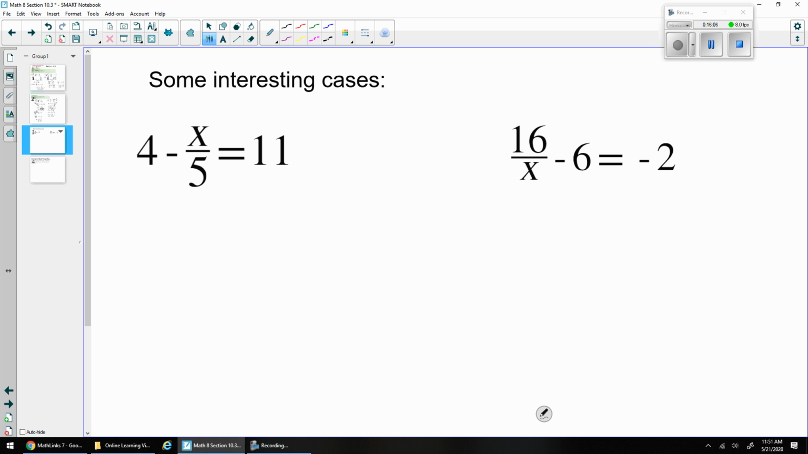Okay, I just want to look at some interesting cases that you will not really see much of in the textbook or on the test or anything, yet they do sort of fall into this type of algebra that we're looking at right now.